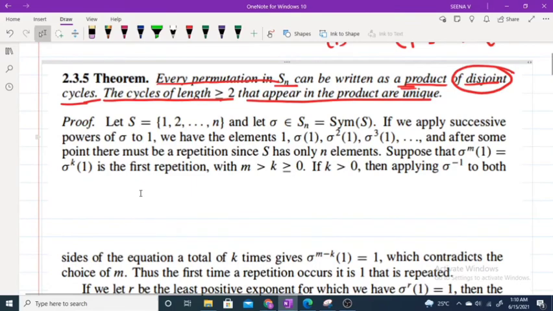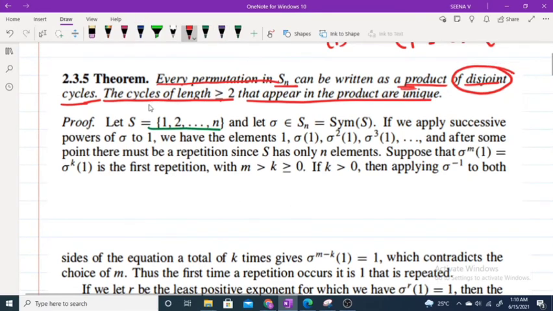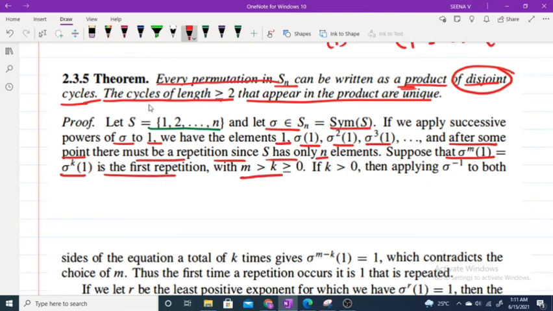Now moving to our proof, let S be equal to 1 to n, and let sigma belong to Sn, the symmetric group of S. If we apply successive powers of sigma to 1, we have the elements 1, sigma 1, sigma square 1, sigma cube 1, etc. After some point, there must be a repetition, because S has only n elements. Suppose sigma raised to m of 1 equals sigma raised to k of 1 is the first repetition, with m greater than k greater than or equal to 0.